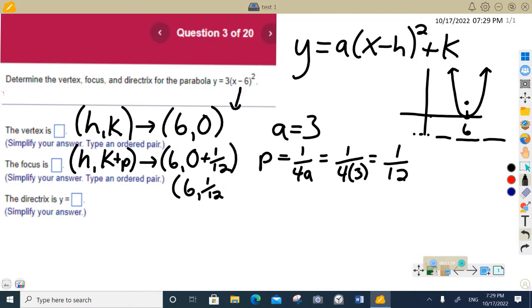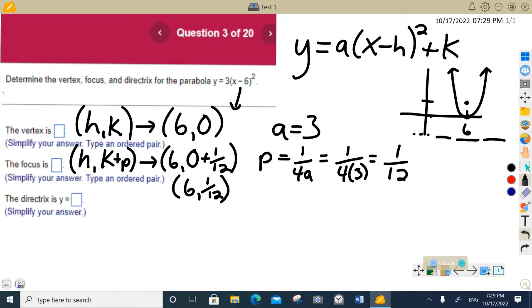My graph is obviously not to scale because I went up. So apparently right there is 1/12. All right. Well, we need to go 1/12 below the vertex to get our y equals there. See, this is 6. Where's the y? Well, it's going to be y equals negative 1/12.